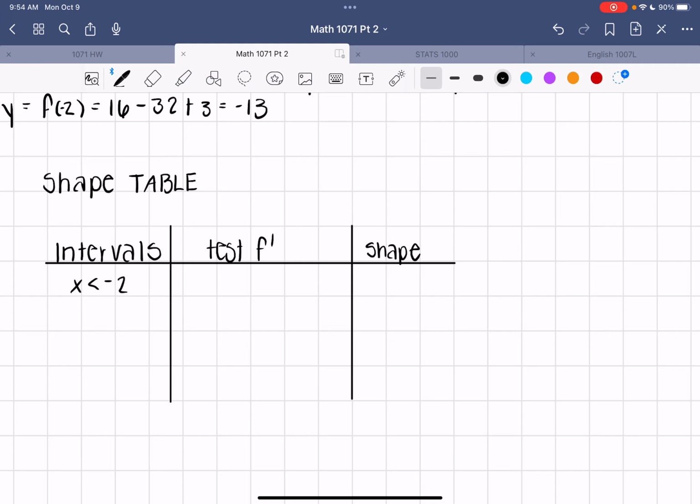Now how about f prime of negative 1? That factor is negative, but that one's positive. And that factor is negative. So negative times positive times negative is positive, it's increasing. F prime of 1. Positive, positive, negative. That product is negative, decreasing. F prime of 3. Positive, positive, positive. Product's positive, it's increasing.